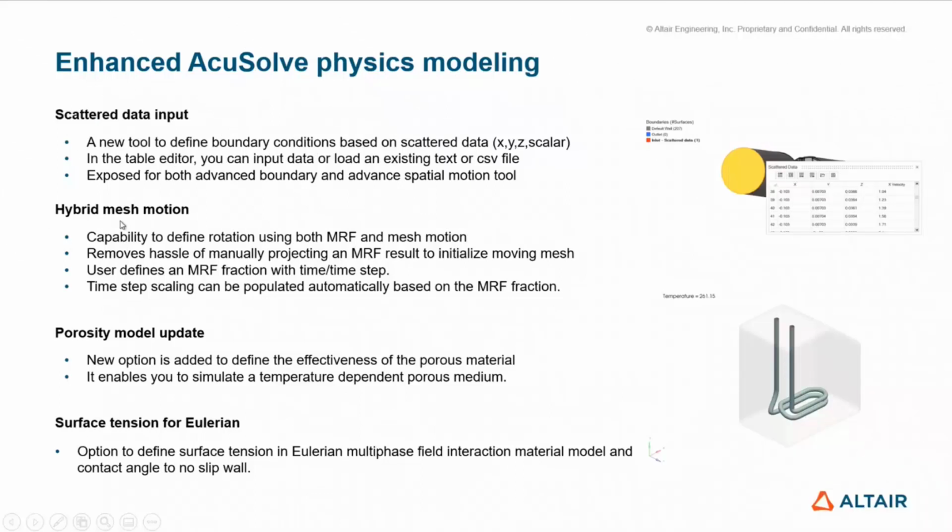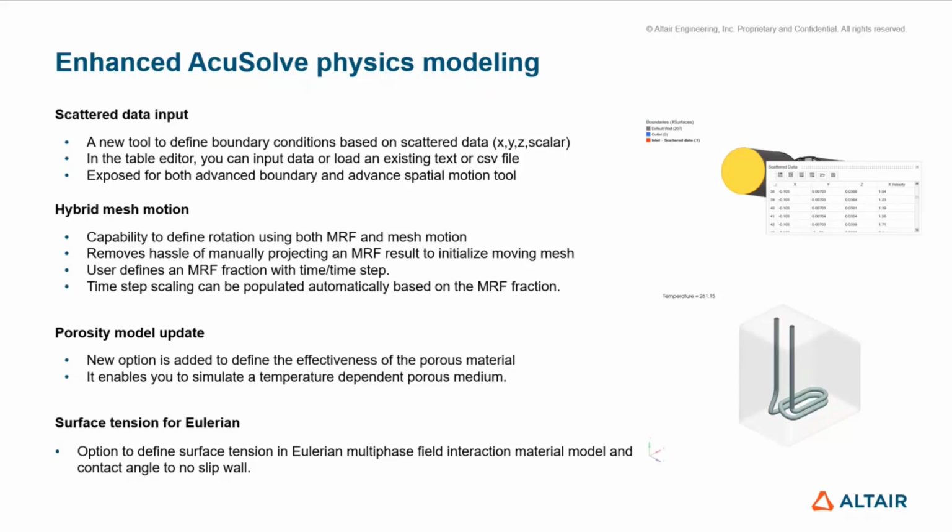Another important feature which the Akselos team added is the hybrid mesh motion. Previously, if you wanted to use the mesh motion, you mostly started with the MRF and then mapped the data to the next simulation and did the mesh motion. Since restart is not working, the user has to go through the hassle of running the MRF simulation, extracting the results, projecting it, and then running the mesh motion.